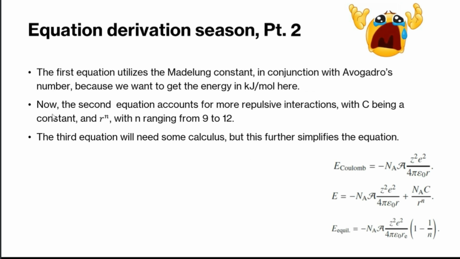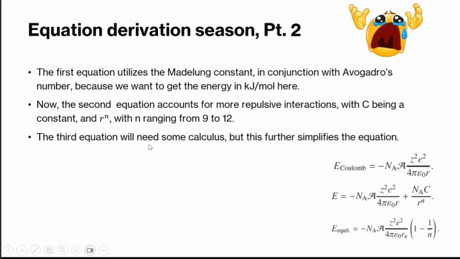To go on to more equation derivation, this first equation utilizes the Madelung constant in conjunction with Avogadro's number, because we want to get the energy in kilojoules per mole here. So we can see our first equation. And now our second equation accounts for our repulsive interaction. So we have Avogadro's number, B over r to the n. Remember, n varies from 9 to 12. And B is just a constant.